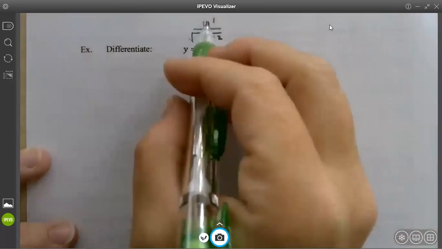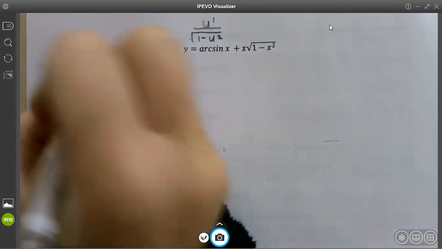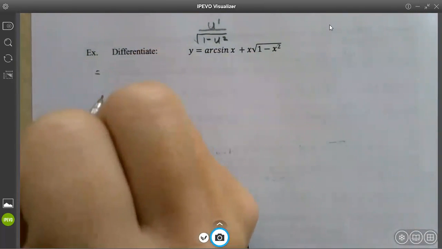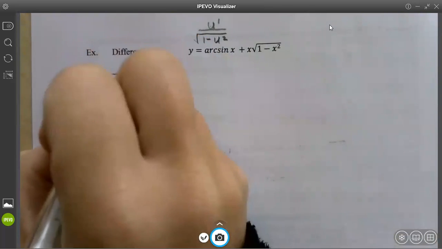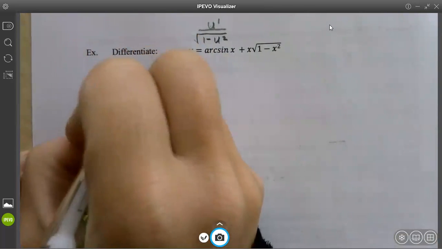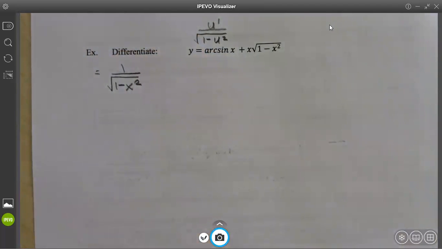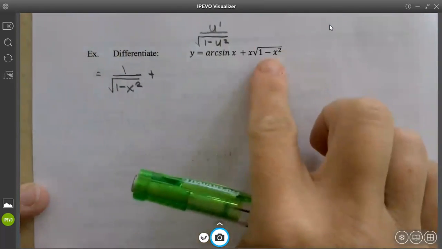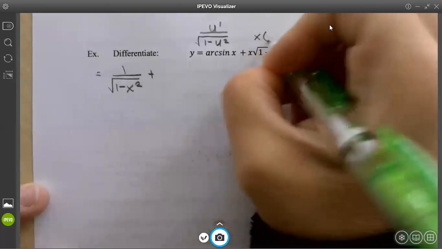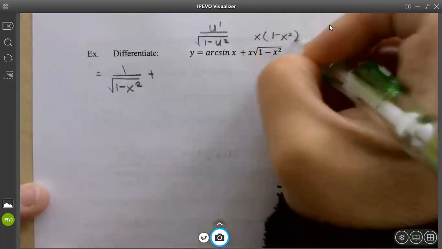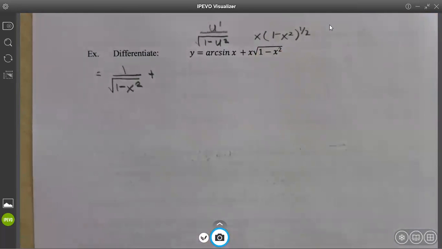So arc sine x, what's the derivative of x? One. On the bottom, square root of 1 minus, our function was x squared. Plus, we have to do the product rule here. This is the same thing as x times 1 minus x squared to the 1/2. Don't forget, because we have 1 minus x squared to the 1/2, you have to do the chain rule as well. Once we take the derivative, we have to take the derivative of the inside. You already know this. Y'all were doing amazing on Friday with it.